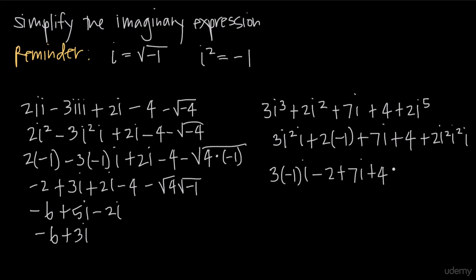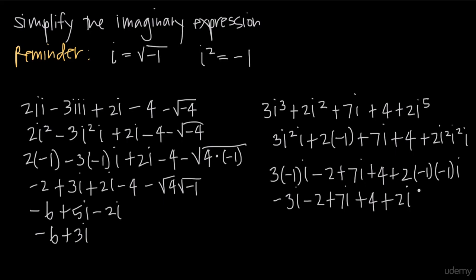And then here we have plus 2 times i squared, so times -1 times -1, and then that final i there. 3 times -1 is a -3i, minus 2 plus 7i plus 4. And then we have a -1 times a -1 will give us a +1. +1 times 2 is a +2, so we just get plus 2i. Now we combine our like terms. We want our whole numbers first, so we have a -2 here and a +4.